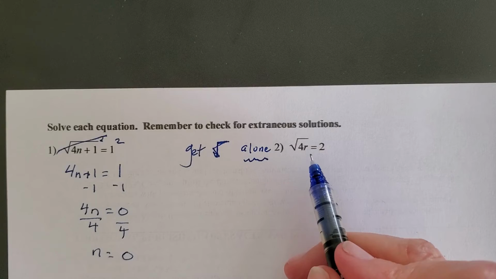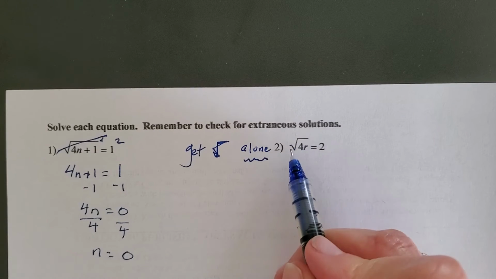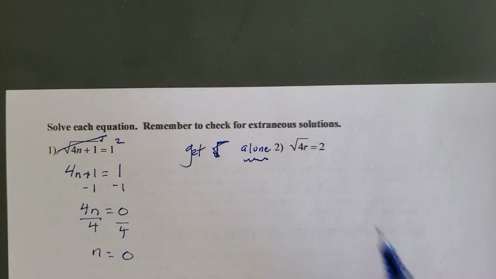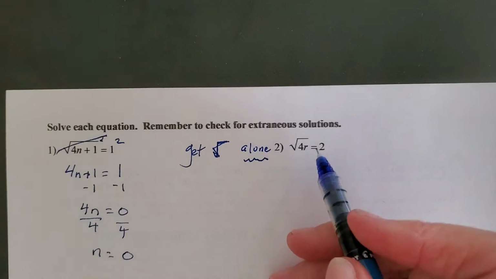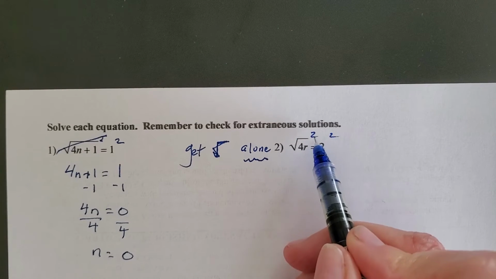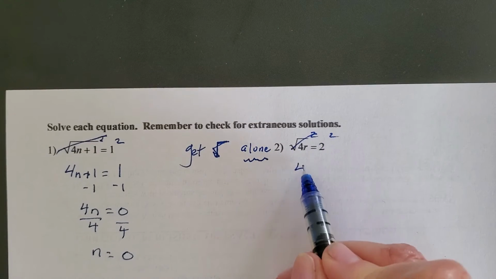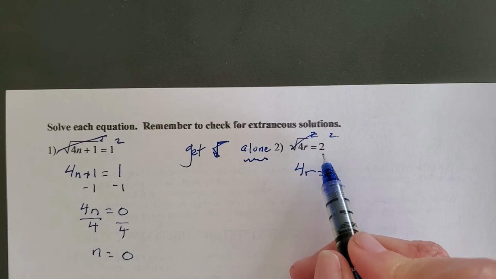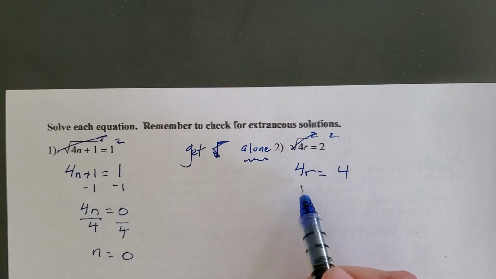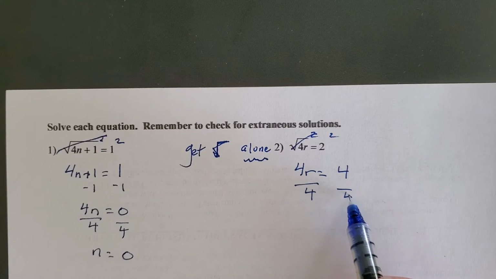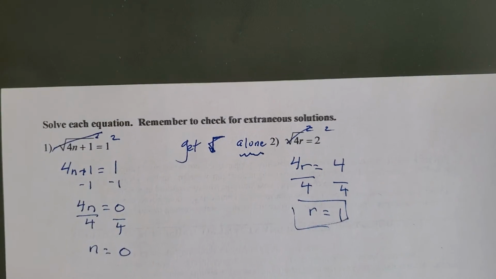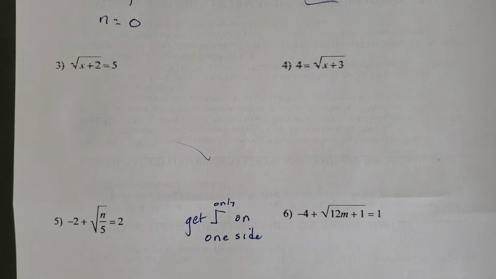All right, let's look here. There's nothing with the radical sign. There's nothing multiplied in front or anything. So we can square both sides. Cancels the square root. And we get 4r equals 2 squared, which is 4. Divide both sides by 4. R is 1. Okay. We'll do one more.